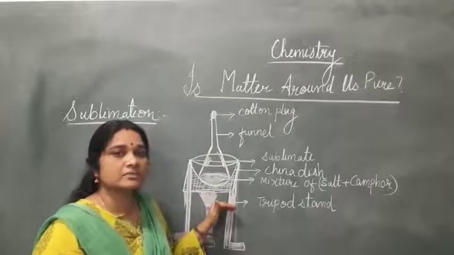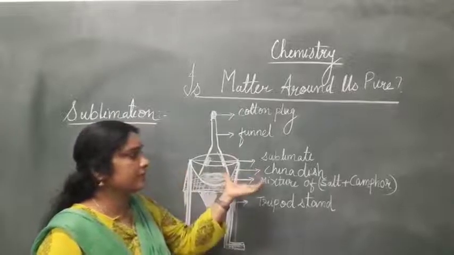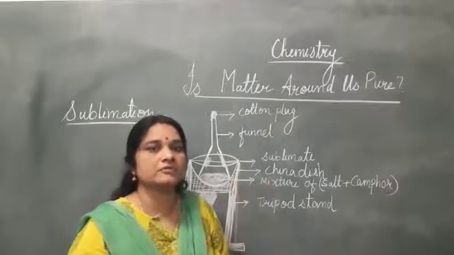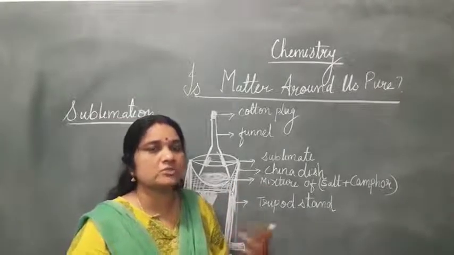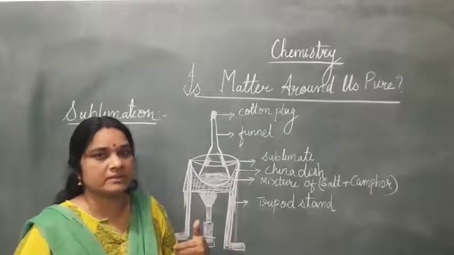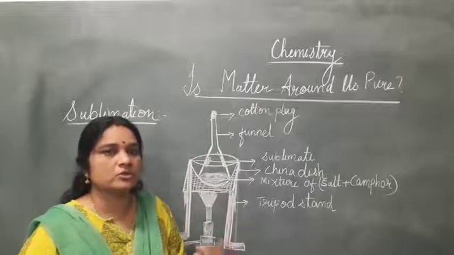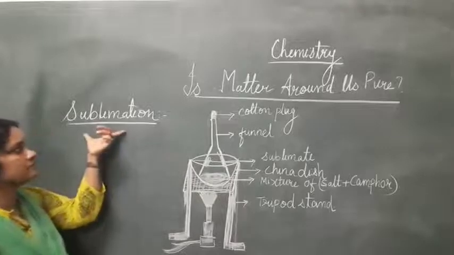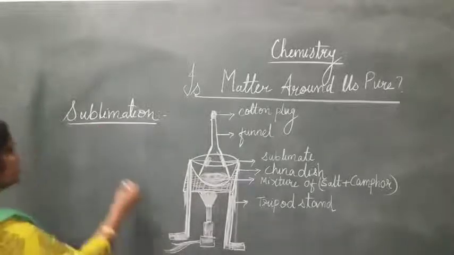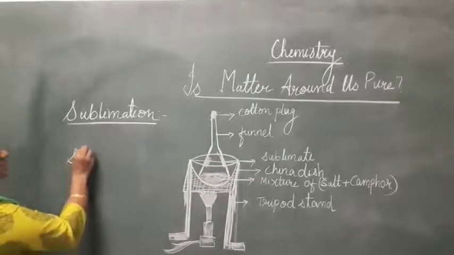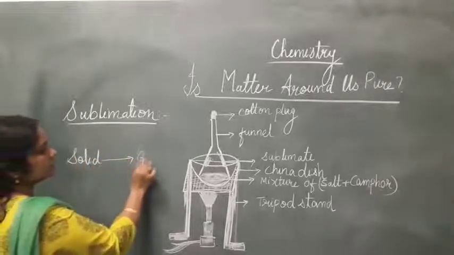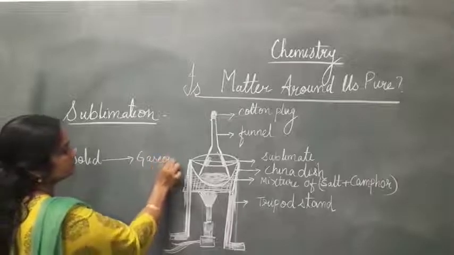Today let's discuss the method to separate a mixture of two substances, one of which is sublimable and the other is not sublimable. First let's understand what sublimable and non-sublimable substances are. You must have already studied the term sublimation in the first chapter. Sublimation is a process by which solids on heating directly convert into the gaseous or vapor state.